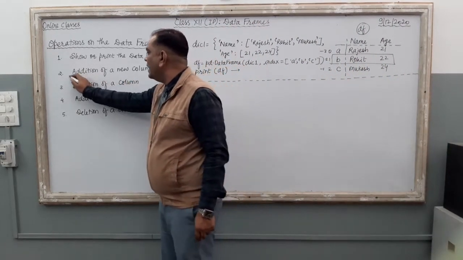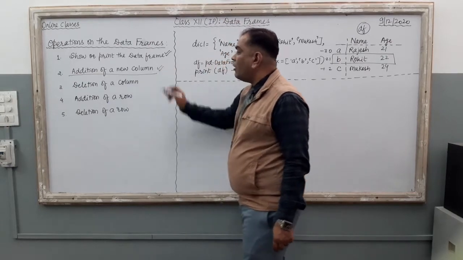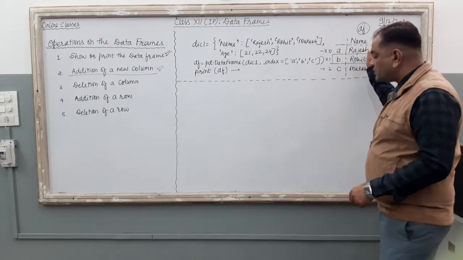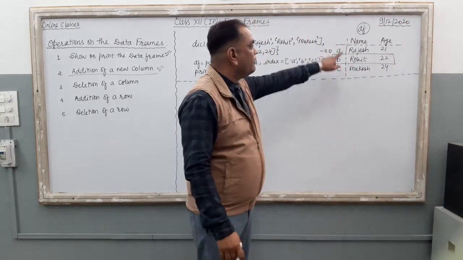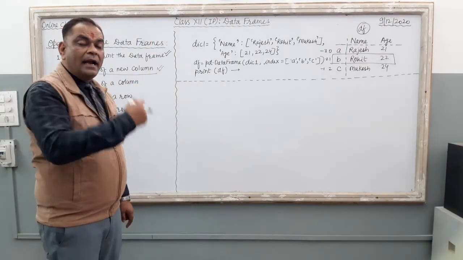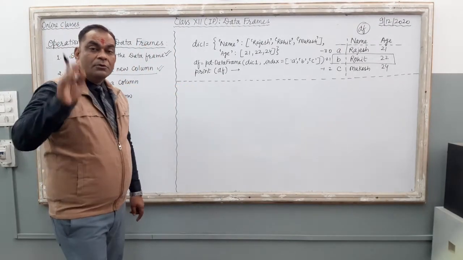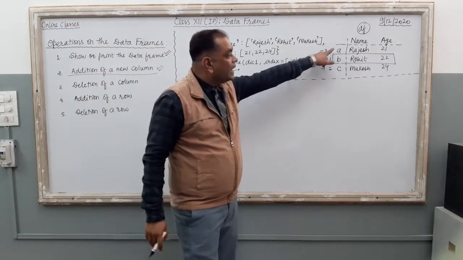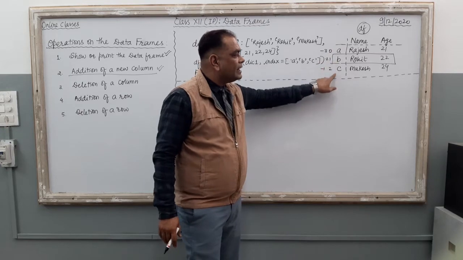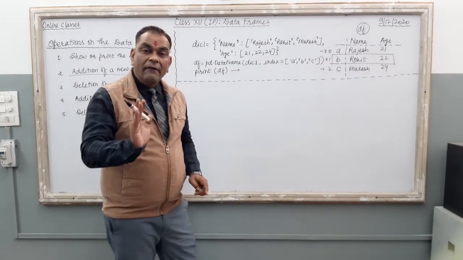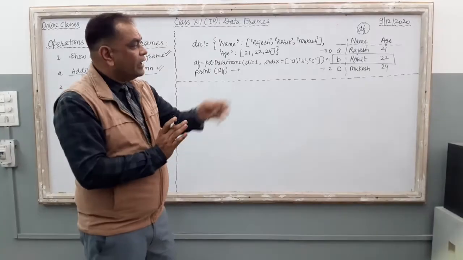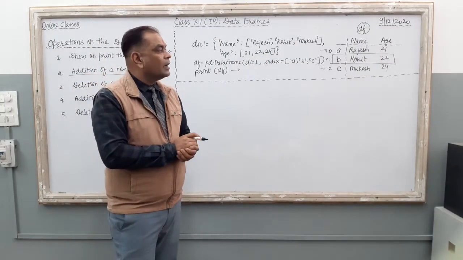Now we are here, addition of a new column. Right? Here two columns are there with this data frame. First column is name, second column is age. Now if you want to add one more column, you should remember how many index names are there. A, B, C, 3 index names are there. So you have to supply 3 or less than 3 values to the particular column.